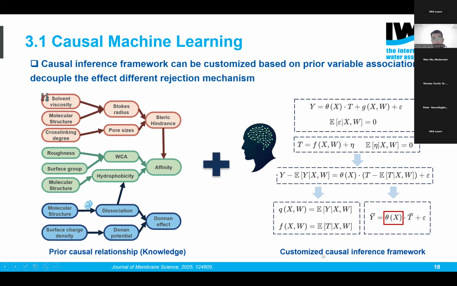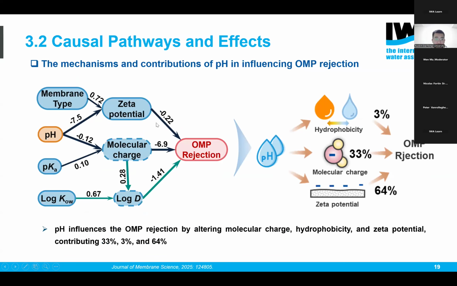So we establish a customized causal inference framework, using double machine learning to analyze it. Through this double machine learning, we can get the contribution of each pathway. You can see from this figure that pH impacts the membrane zeta potential more than the molecular charge. If we simplify this figure, we get the right one: pH contributes more through the membrane properties than the molecular charge. And also, we know that pH will impact the hydrophobicity of the micropollutants, but actually this pathway is not important in the OMP rejection.